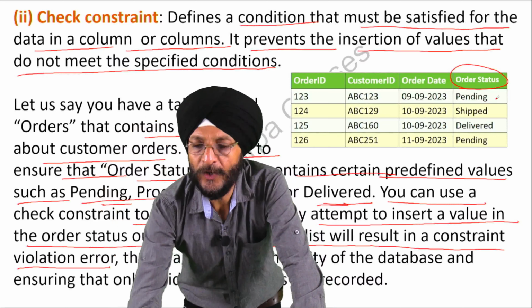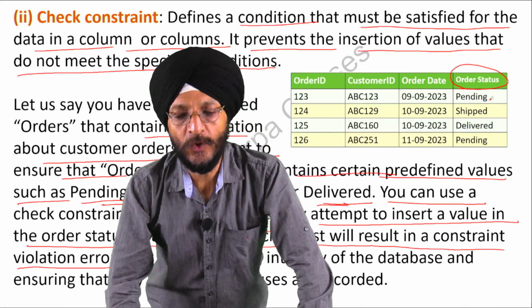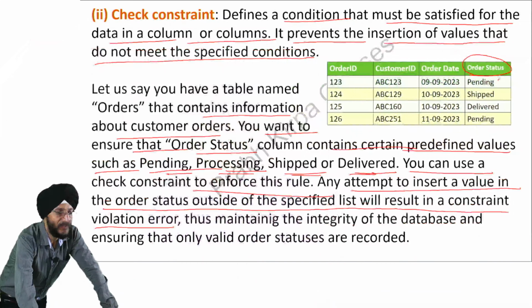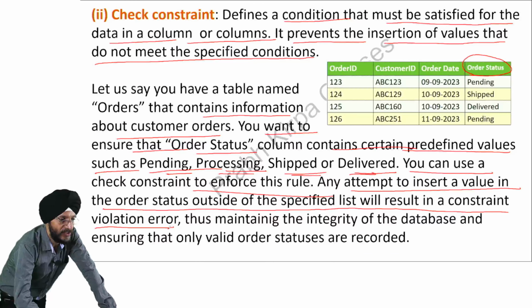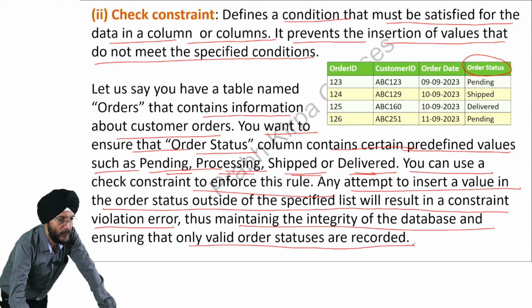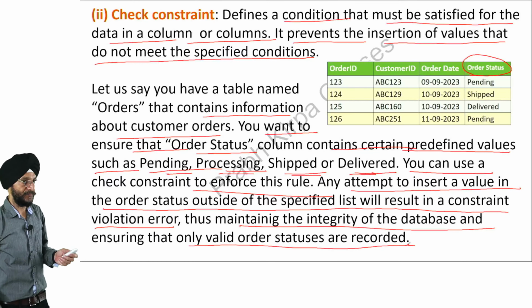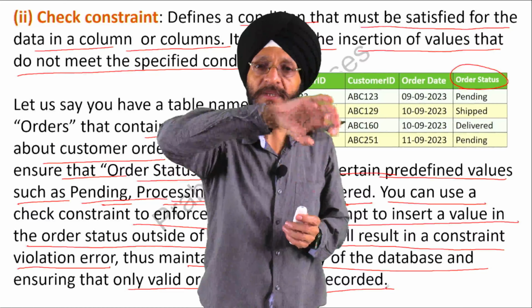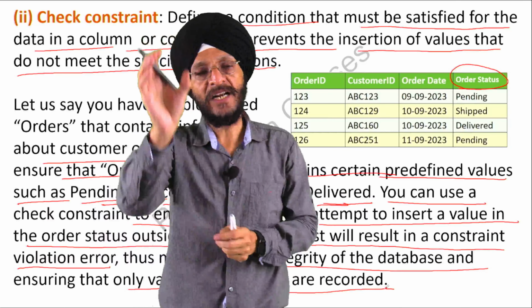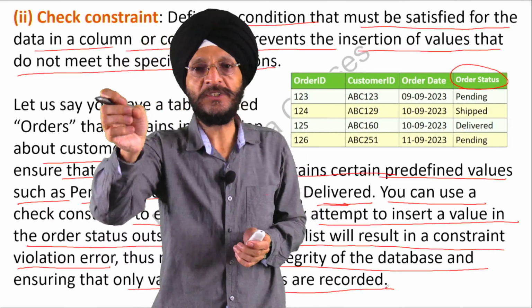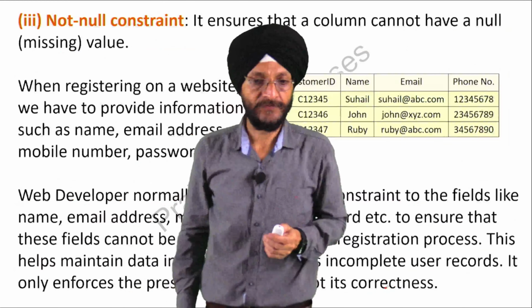So if we try to insert any other value in the order status, the system will not allow us to do the same and it will show a constraint violation error, thus maintaining the integrity of the database and ensuring that only valid order statuses are recorded. That is, whatever we have selected at the database design level, as per that the database shows what is the present position of the particular order.